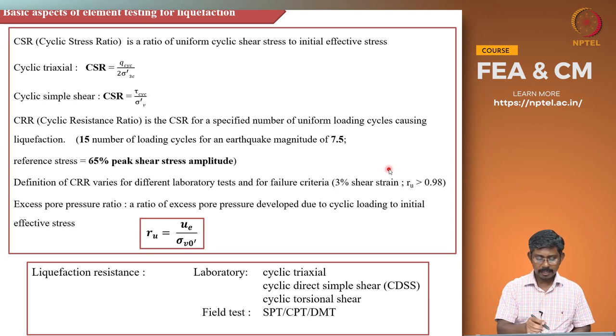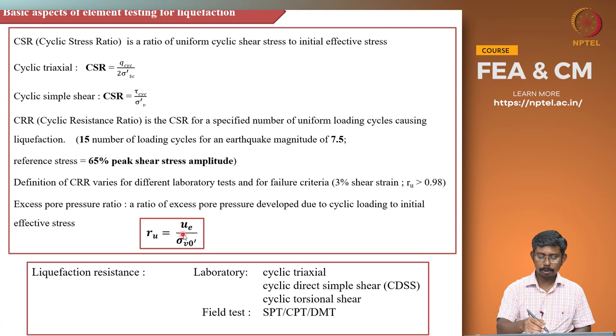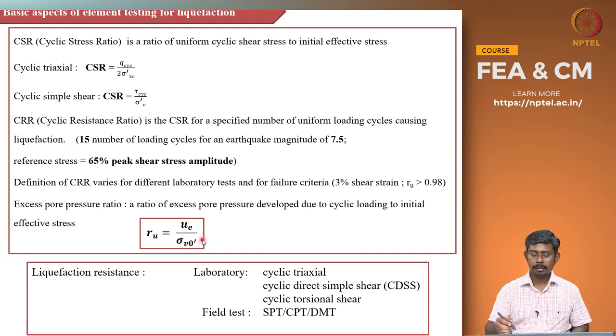The definition of CRR varies with respect to the laboratory test and the failure criteria. To define the occurrence of liquefaction, the criteria are based on both shear strain as well as excess pore pressure ratio. It is either 3% shear strain or an excess pore pressure ratio of 0.98. The excess pore pressure ratio, ru, is an important quantity, a key indicator of liquefaction. It is defined as the ratio of excess pore water pressure to the initial vertical effective stress. Apart from the laboratory tests, the cyclic liquefaction resistance can also be ascertained from the field. The standard penetration test, cone penetration test, and dilatometer test data also enable us to determine the cyclic resistance of sand. This is beyond the scope of this particular lecture.